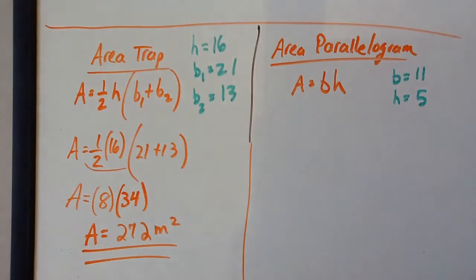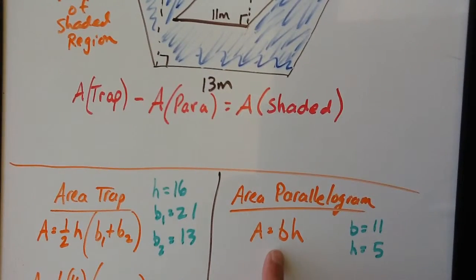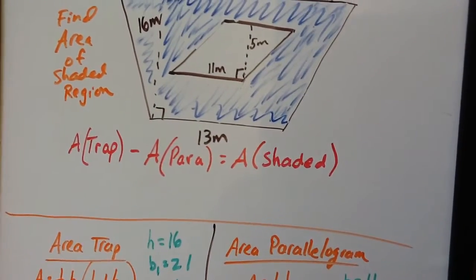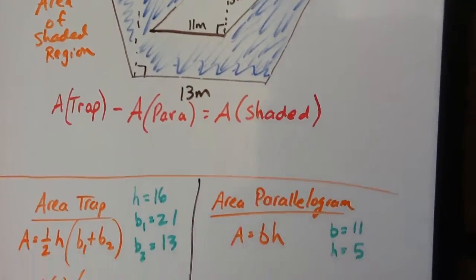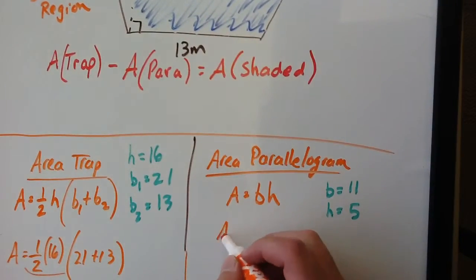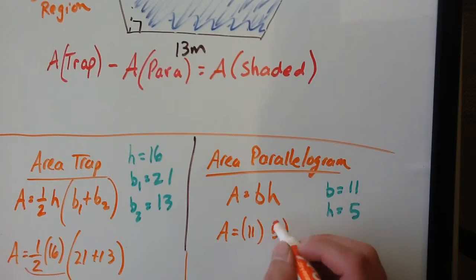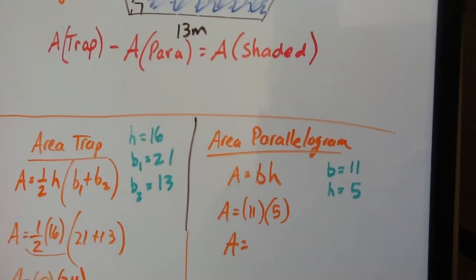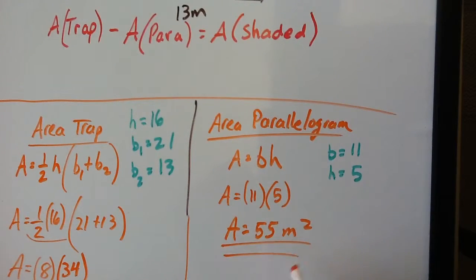I also need the area of the parallelogram so that I can figure out the area of the shaded region. So area of parallelogram is equal to base times height, and in this figure I can see that my base is 11 and my height is 5. So let's plug in those parts. Area is equal to base 11 times height, which is 5, and I know that 11 times 5 is 55, and again this is square meters.